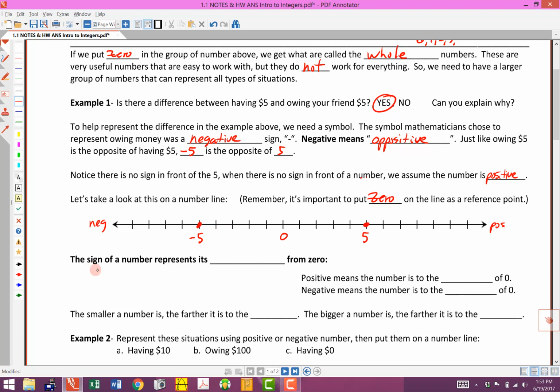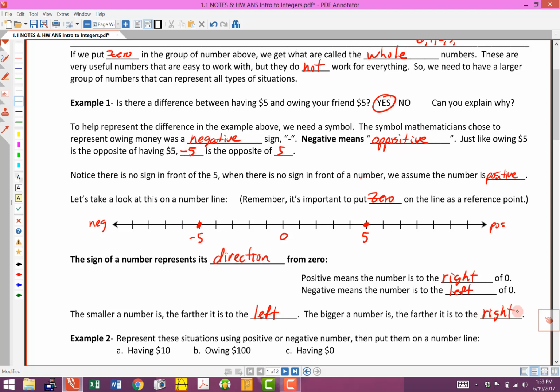So the sign of the number represents its direction from 0. And that's really what that sign does. If it's got a positive sign in front of it or no sign in front of it, and we assume it's positive, then it's going to be to the right of 0. And if it's negative, like this one is right here, that means it's going to be to the left of 0. Now, the smaller a number it is, the farther it is to the left. And the bigger a number it is, the farther that it is to the right.